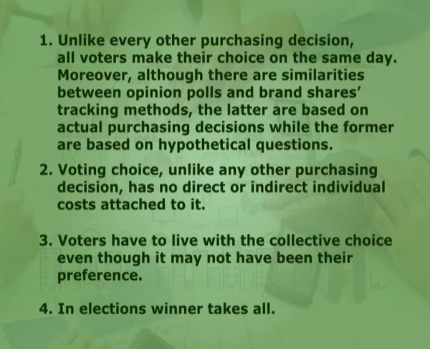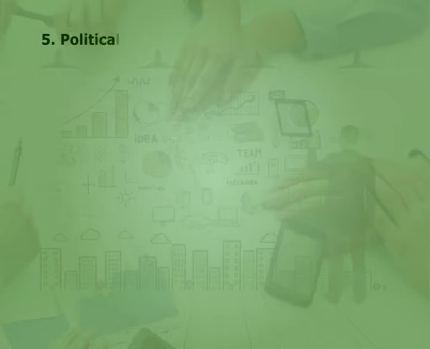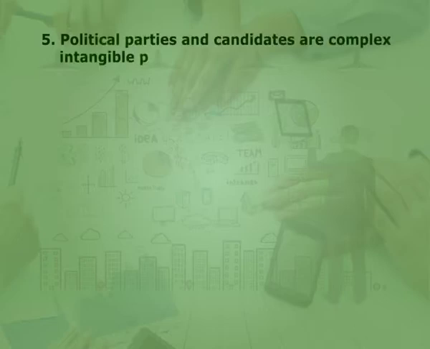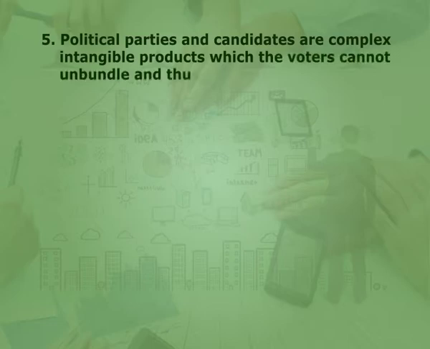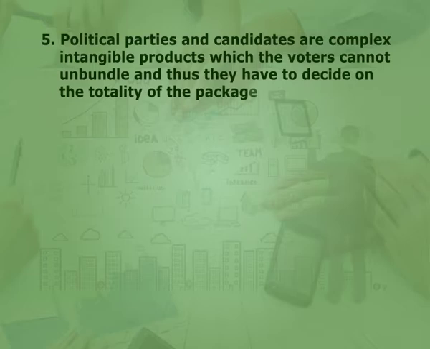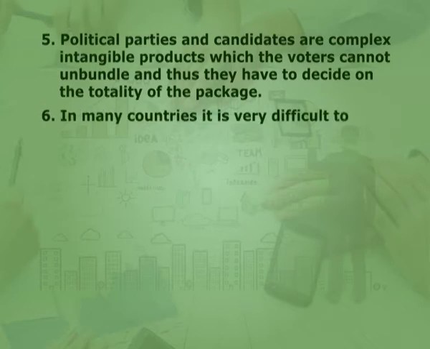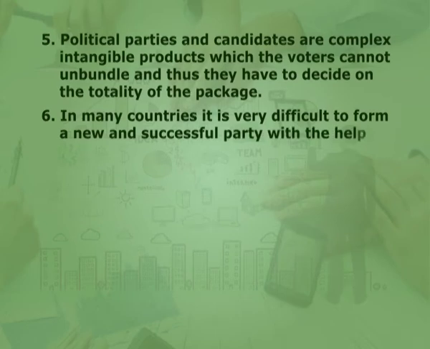Fourth, in elections, winner takes all. The fifth difference is that political parties and candidates are complex intangible products which the voters cannot unbundle, and thus they have to decide on the totality of the package. Sixth difference is, in many countries it is very difficult to form a new and successful party with the help of marketing alone.